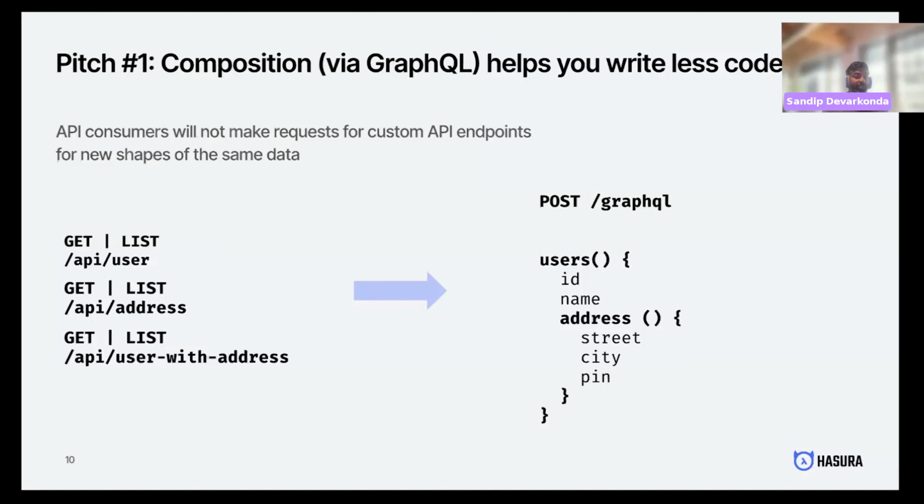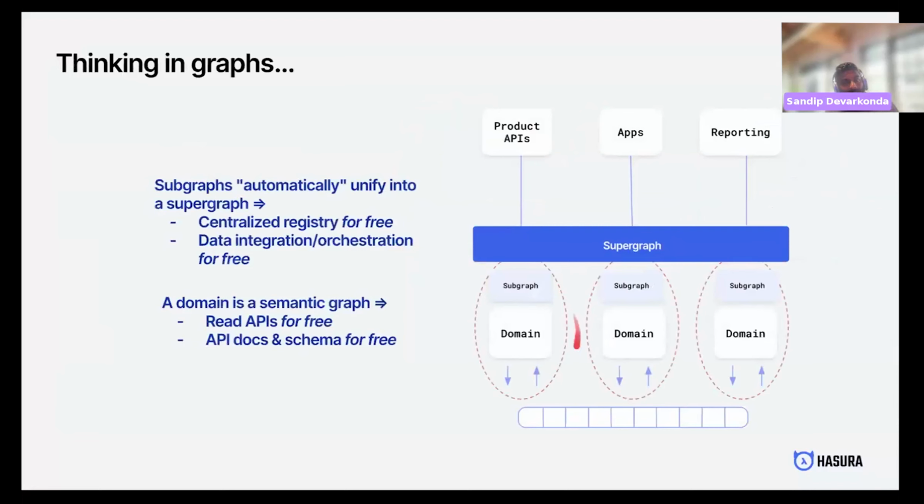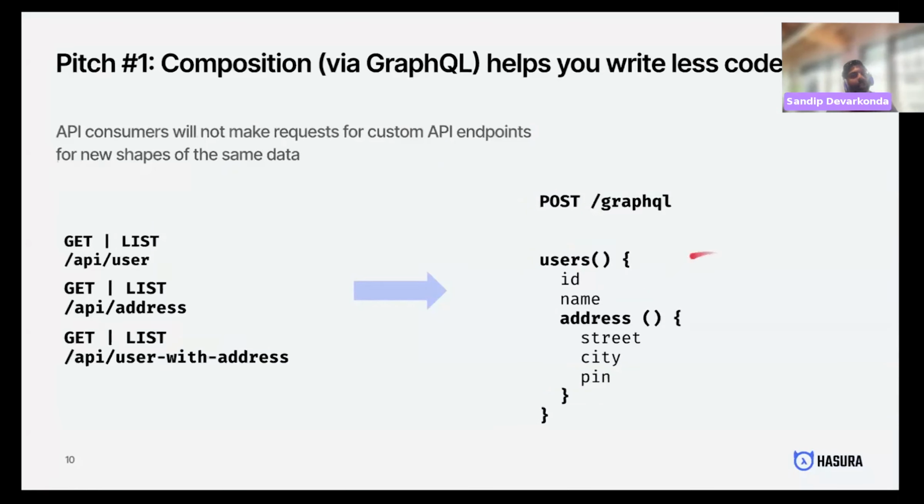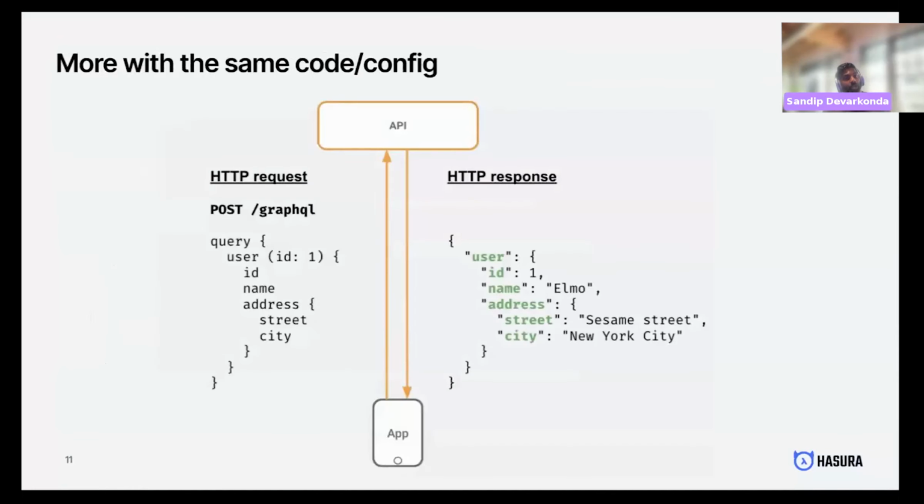If you allow composition via something like GraphQL, going back to our example, it allows you to annotate the types each of the domains exposes, leverage this information to compose them together, and then provide a consistent API for the product team to be able to fetch that data however they want, without requiring the domain teams to expend more time and effort building out discrete endpoints, right? That's the first pitch. Composition allows you to write less code.